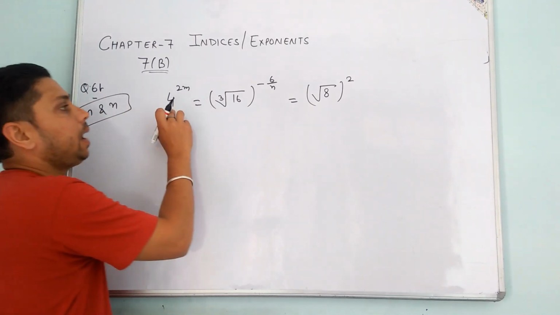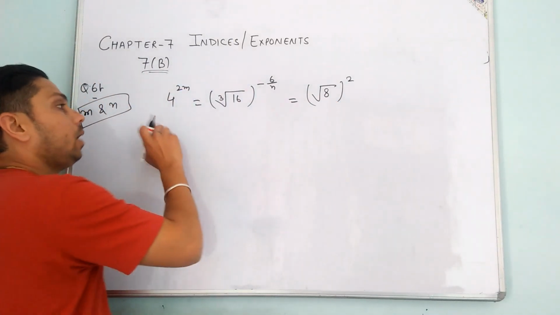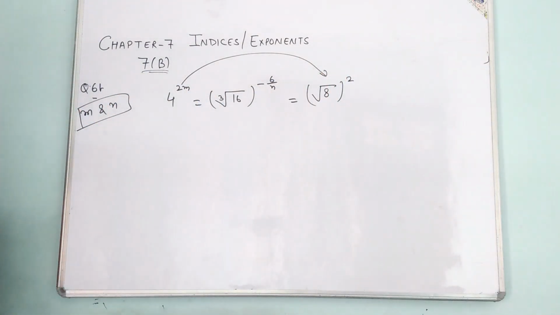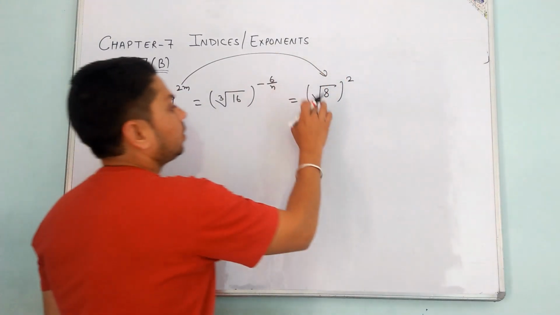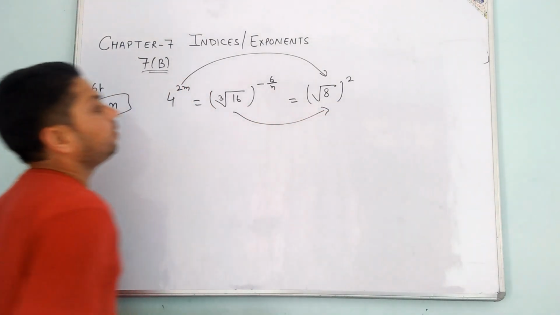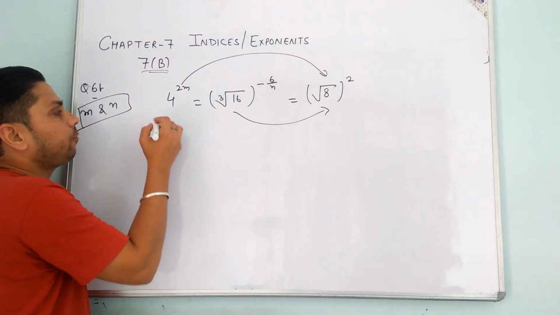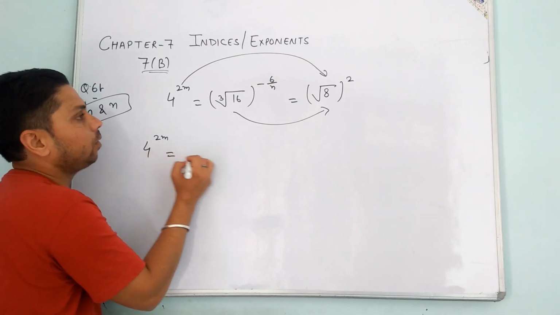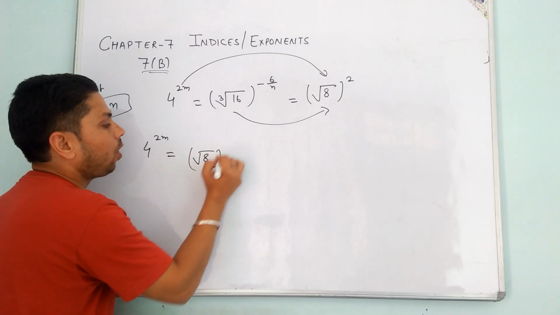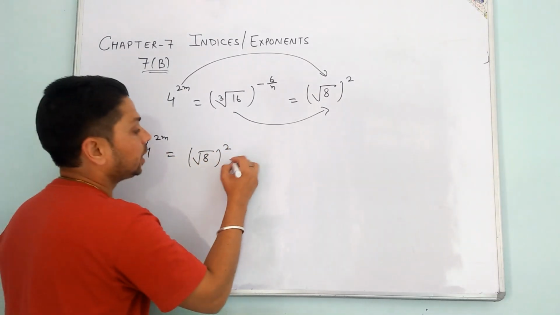If you observe, here m is given, here n is given, and there is no variable here. Now what we will do, first make the term with m equal to the term without any variable. Then make the term with n equal to the term with no variable. Now first we will make 4 raised to power 2m equal to square root of 8 whole square.